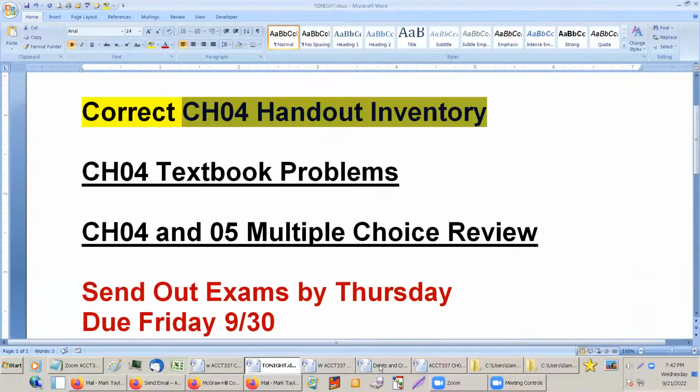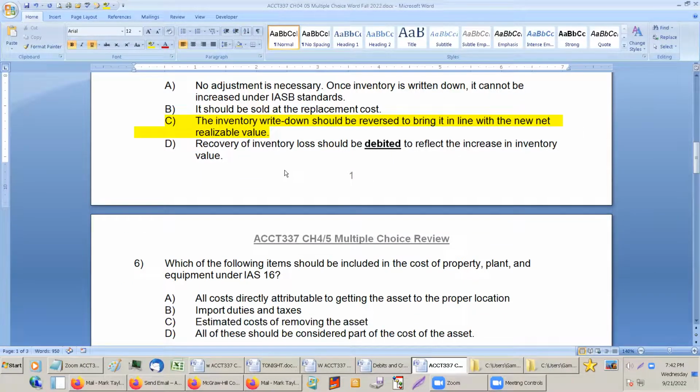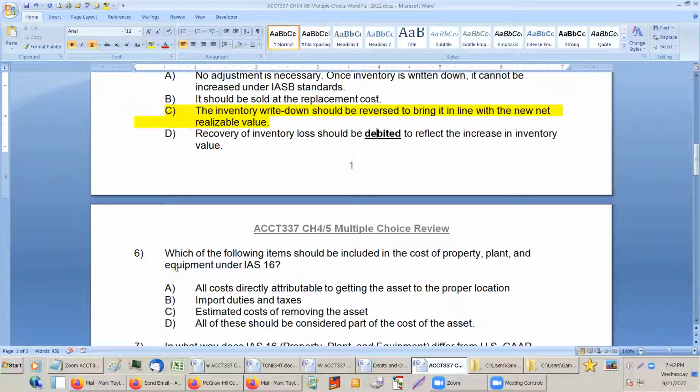Hey, I have a wrong thing here. Well, it's still a wrong thing. Okay, here we go. So that should actually be credit. If that's a credit, then both those two would be right.